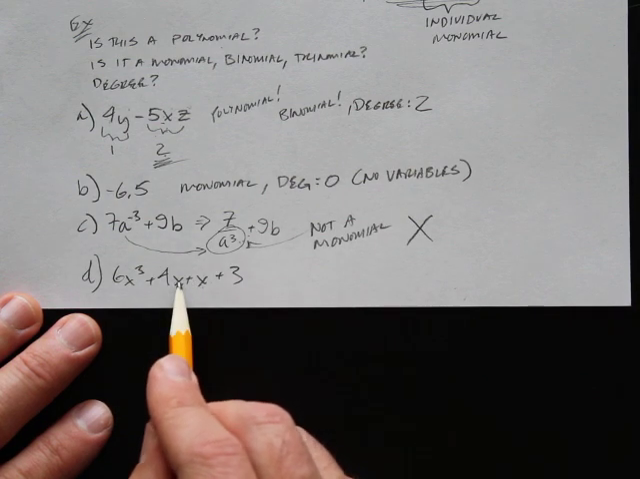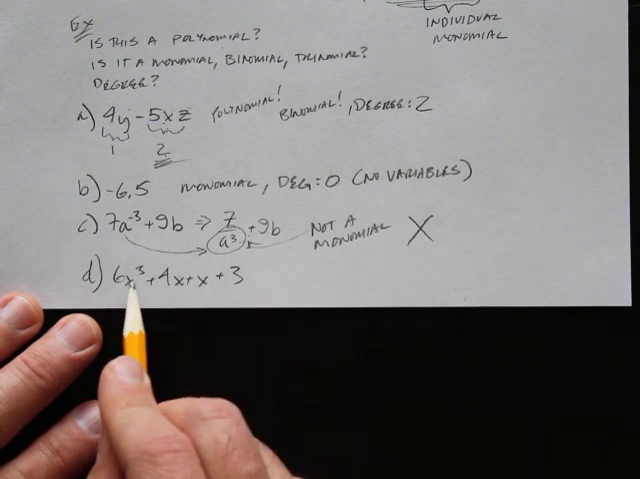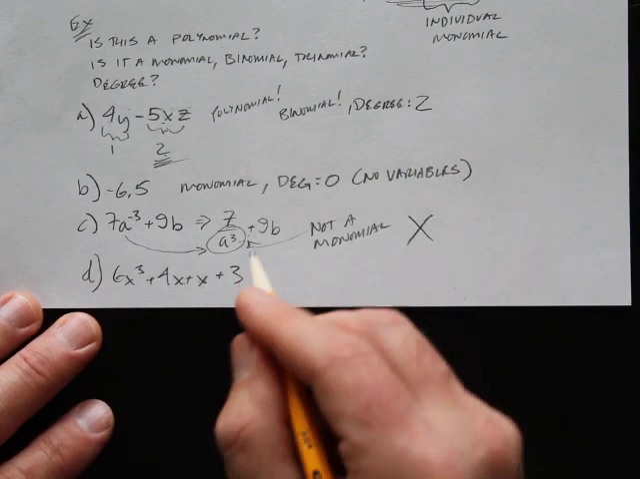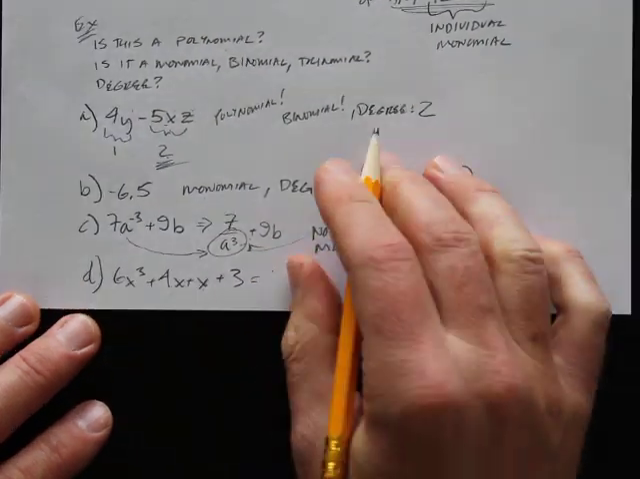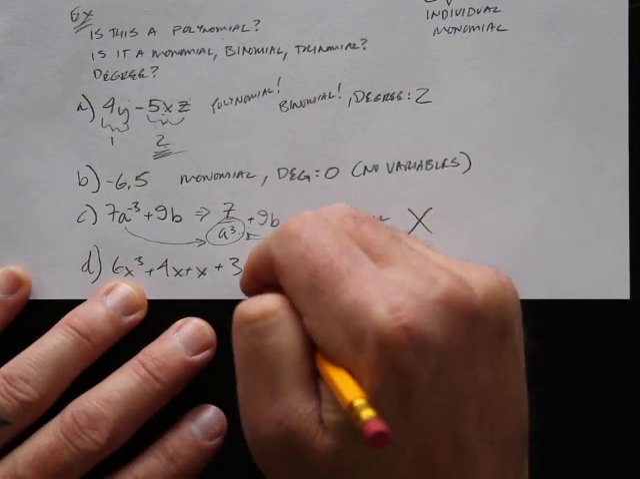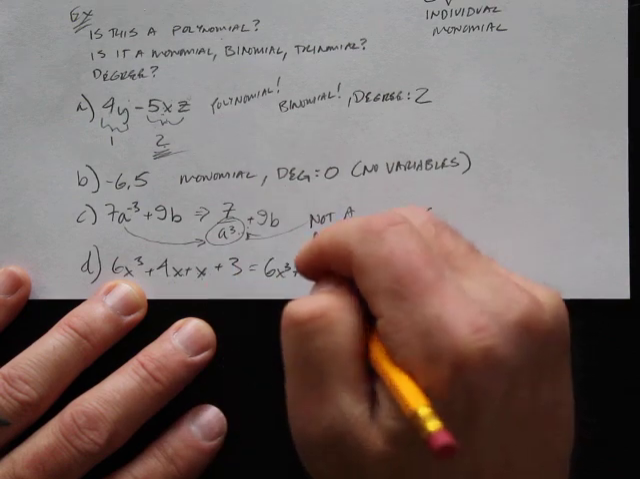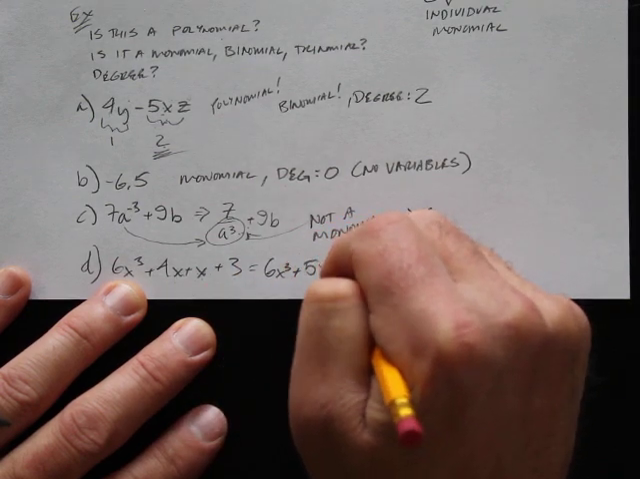But this is 4x and this is x. I can't add these two to the x cubed, but I can add these two together. So I'm going to simplify this a little bit. 6x cubed plus 4x plus 1x is 5x plus 3.